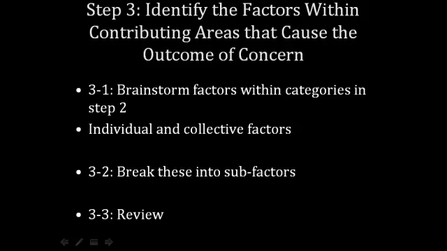Here, we need to refer to the previous step and brainstorm factors that could cause the outcome of concern within each category. These can be factors that cause the outcome individually, or a set of factors that collectively lead to the outcome of concern. From here, break down those factors into sub-factors that could cause our outcome of concern. Continue breaking down potential causes until they cannot feasibly be broken down any further.